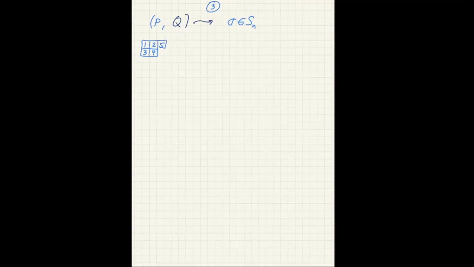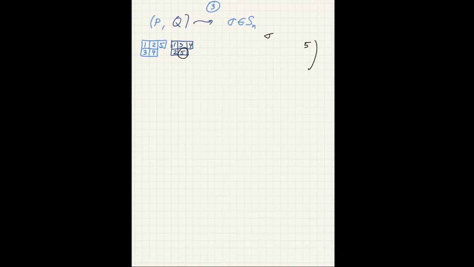So that's our P, and our Q has the same shape, and it's 1, 3, 4, 2, 5. And over here on the right, we are going to write the permutation sigma. So the way it works is we start with Q, and we look in the position of the largest element, which is this 5. So we're trying to figure out what 5 was mapped to.